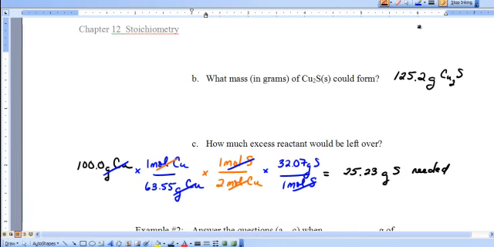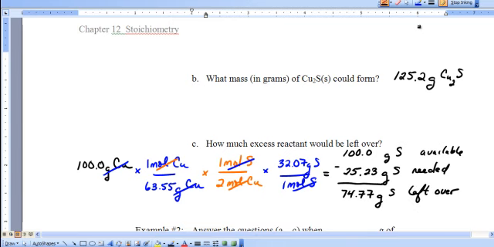Now, how many grams of sulfur do we have? Well, we started with 100. We have 100 grams of sulfur available. So if you have 100 available, you only need 25.23. If you subtract those two, you're going to have 74.77 grams of sulfur left over.